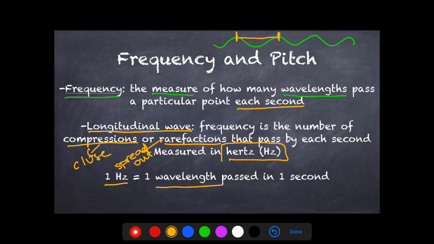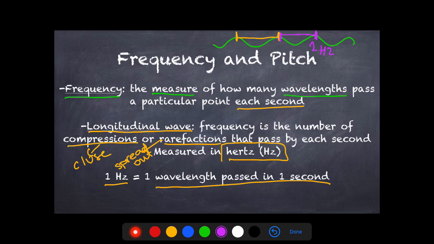And this is going to be measured by something called hertz. 1 hertz equals 1 wavelength that is being passed per second. So if we're looking at this wavelength right here, we're saying how many of this 1 wavelength is going to be passed in a second will equal 1 hertz. All right, so make sure you know that a frequency is a measure of how many wavelengths are passed at a particular point every second.